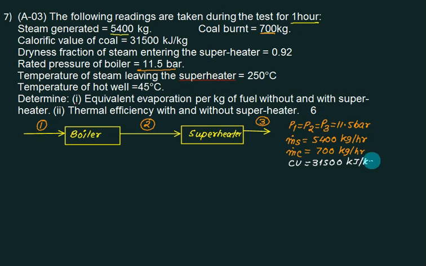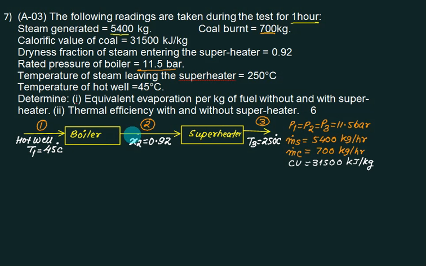31500 kg. It must be kilojoule. Dryness fraction of the steam entering the superheater is 0.92. Temperature of the steam leaving the superheater is this. Temperature of hot well, this one is hot well, is 45.